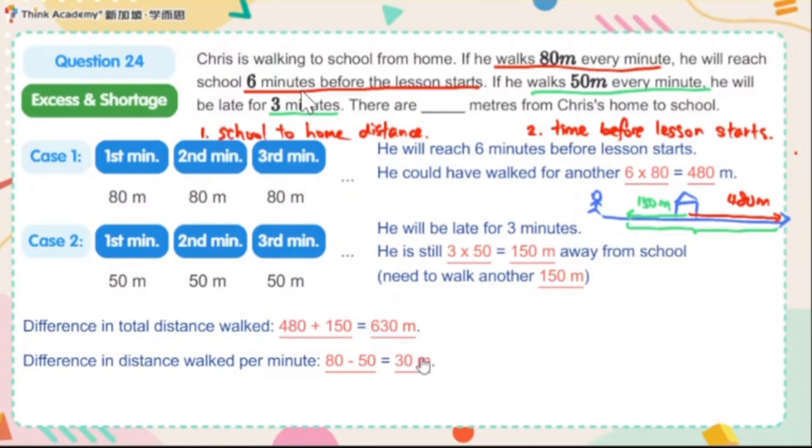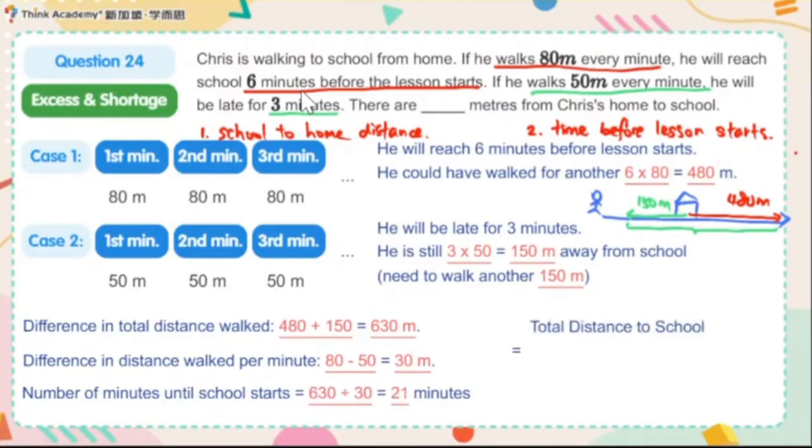Every minute the gap increased by 30 meters. How many 30 meters do I need to have a total gap of 630 meters? That will be how many minutes there are until school starts. So that will be 630 divided by 30, which is 21 minutes. All right. And with that, we know that it is 21 minutes before school starts.